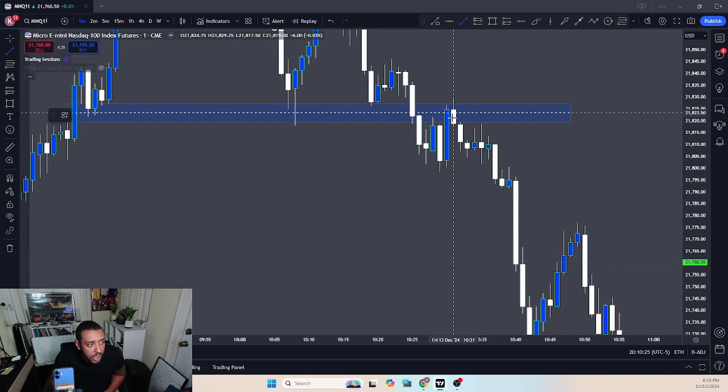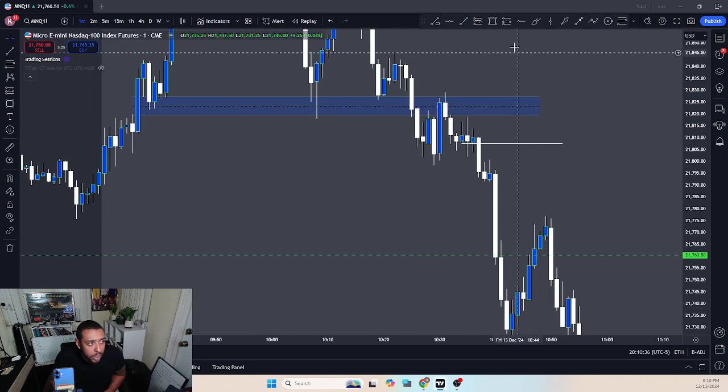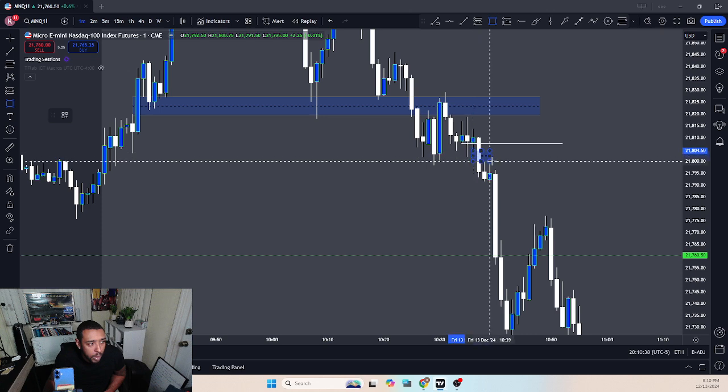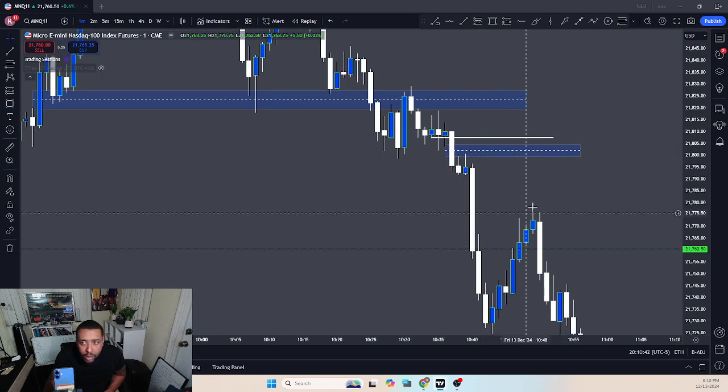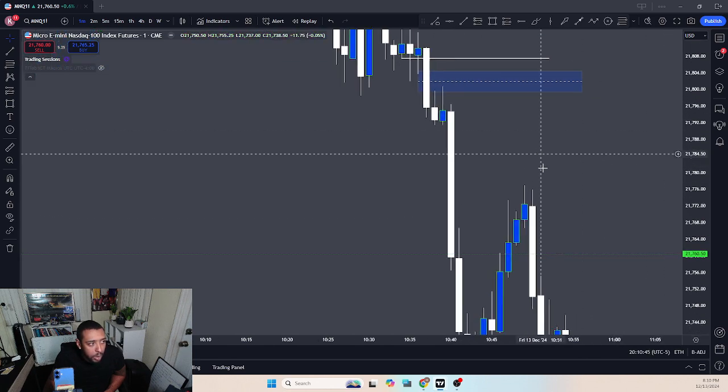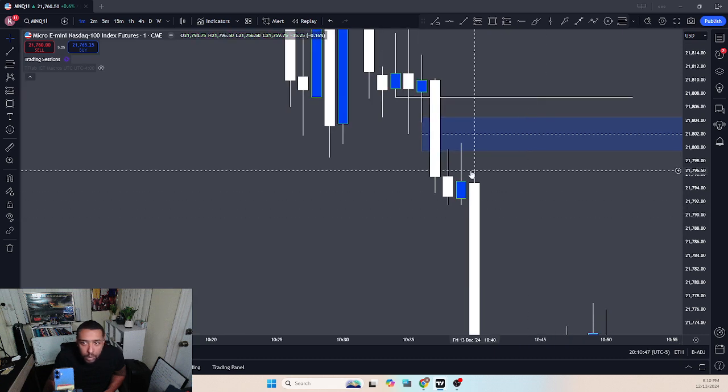We got all this consolidation at an area where we're expecting it to reject from. Drop lower. You can use this right here. Look at that. Displacement lower. Look at that. Order block, fair value gap, displacement lower.